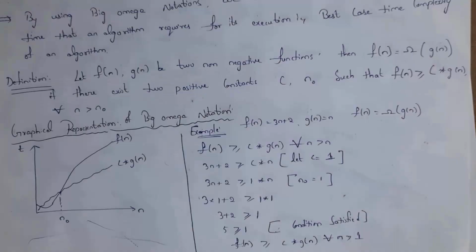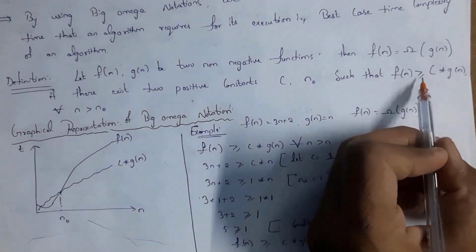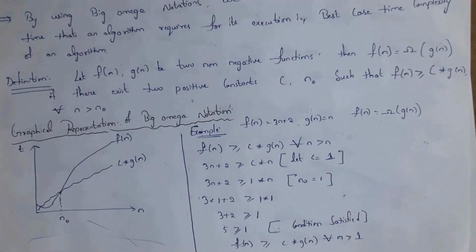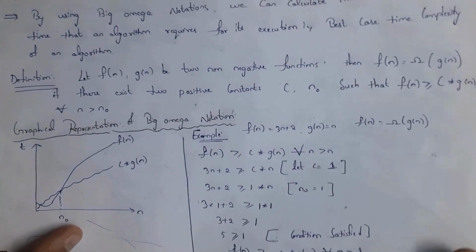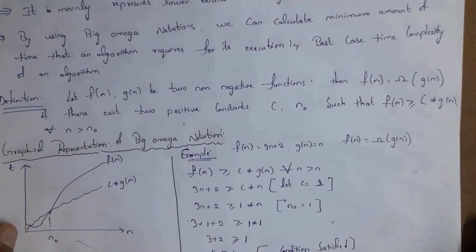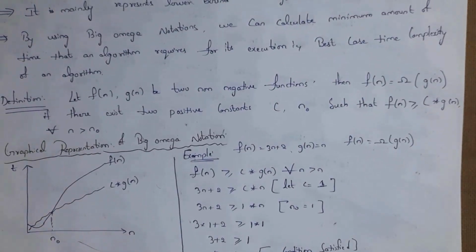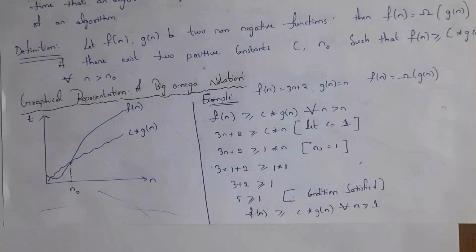Only these two differences. Here f of n is greater than or equal to c into g of n because we are calculating best case time complexity, since big omega notation is used to calculate best case time complexity. So f of n is greater than or equal to c into g of n for every n greater than n naught. This is the graphical representation of big omega notation.